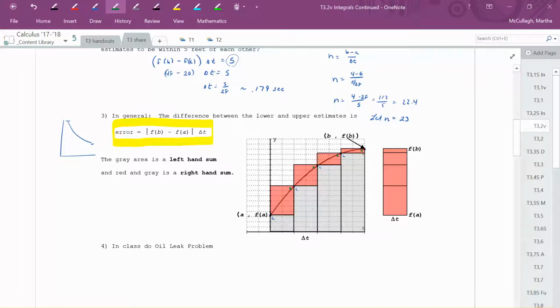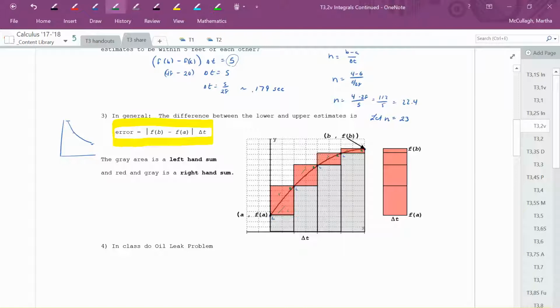Just another way of referring to the underestimate or the overestimate. So in this case, with this increasing function, the left-hand sum is an underestimate because it doesn't give us the full area under the curve. It gives us a little bit less. It's a reasonable estimate, but we do leave out these portions. So it's a lower estimate than the actual value, which would be the full area under the curve. The right-hand sum gives us this extra space that's not actually under the curve, so it's an overestimate.